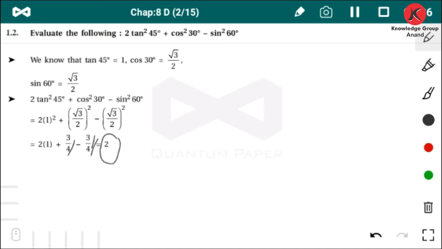Put the values: tan 45 is equal to 1, cos 30 is equal to root 3 by 2 whole square, and sin 60 is equal to root 3 by 2. Giving the simplification, we get 3 by 4 positive and negative, which cancel, therefore 2 ones are 2.